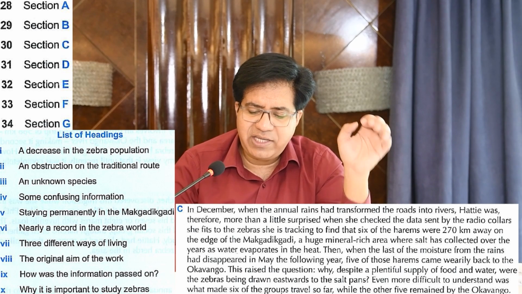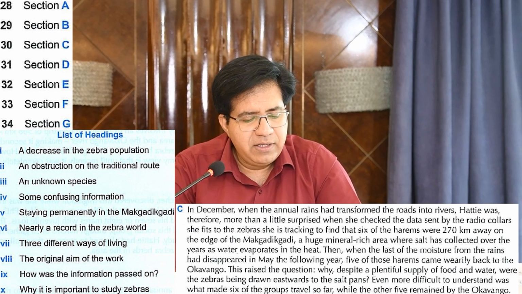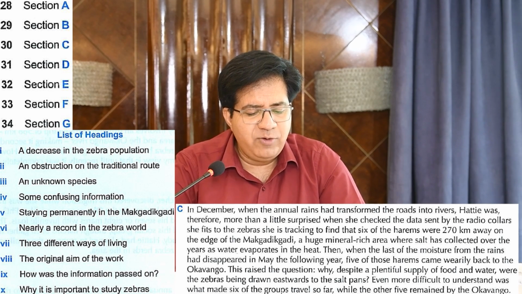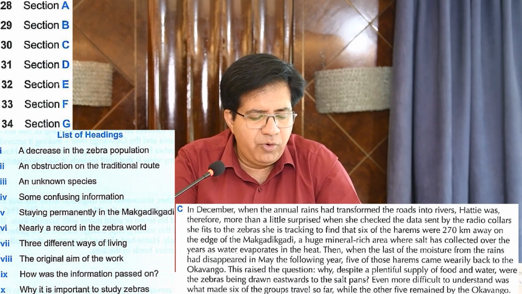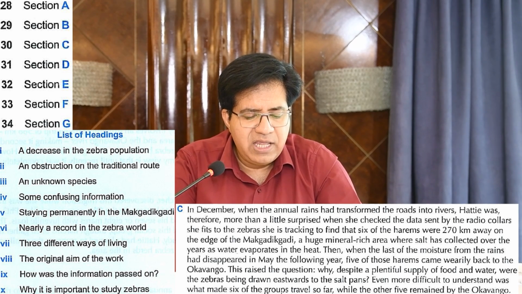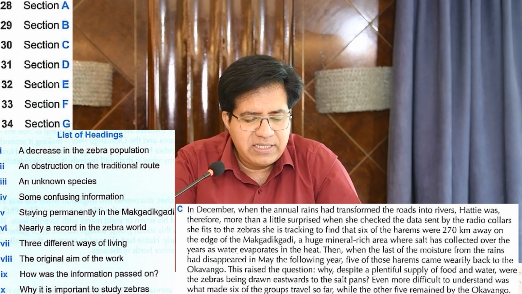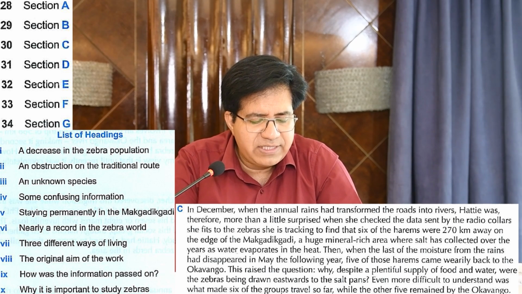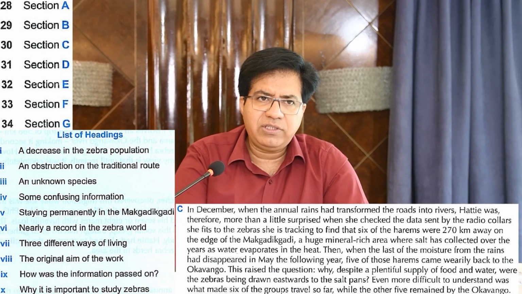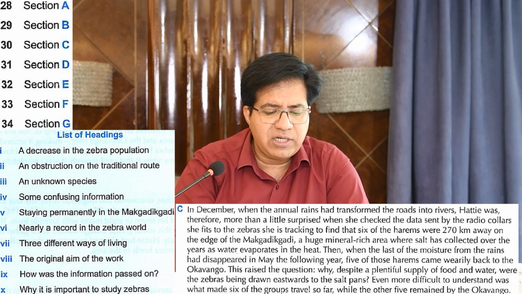Question number 30, section C. Please come to section C. In December, when the annual rains had transformed the roads into rivers, Hattie was therefore more than a little surprised when she checked the data sent by the radio collars fitted to the zebras she's tracking to find that 6 of the harems were 270 kilometers away on the edge of this area, a huge mineral range. Now, they're just explaining. When they're explaining the whole story, come towards the conclusion.